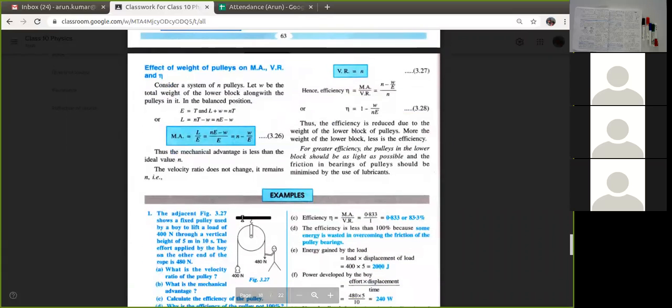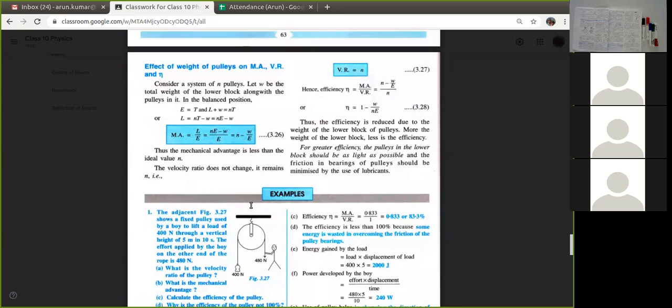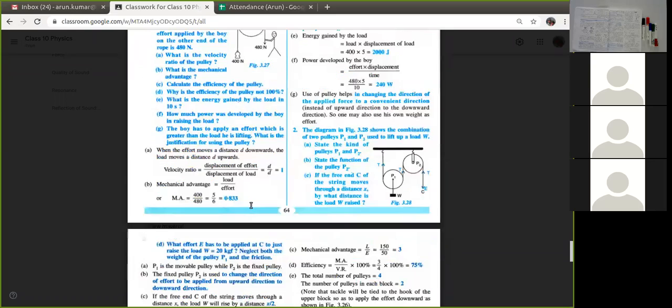And then finally, the effect of weight of pulleys on mechanical advantage, velocity ratio, and eta. You can read this section, but they don't expect you to answer any questions based on this. This is not a part of the syllabus as of now, and therefore you can omit this section if you are not interested. That is purely for your interest. And with that we come to the end.